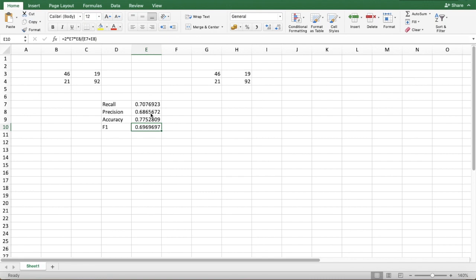Now for evaluating the performance of the model, other than recall, precision and accuracy, F1 score is a better bet in terms of evaluating the performance of the model. So during the next iteration, if your F1 score goes up, it means your model is improving. And hence, it's a good measure to reflect the performance of that particular model.